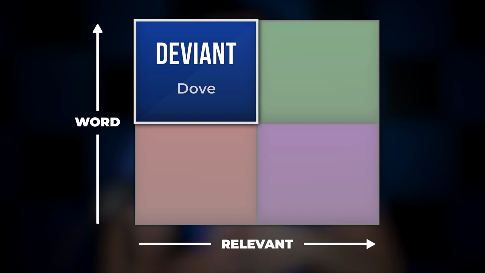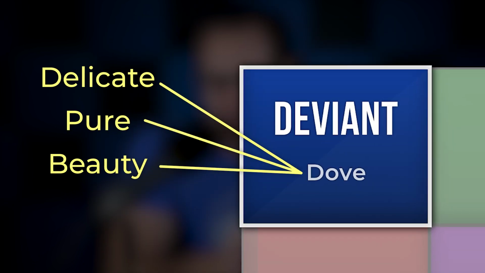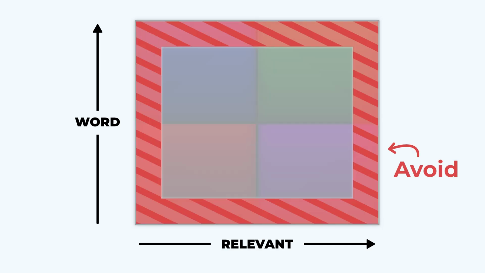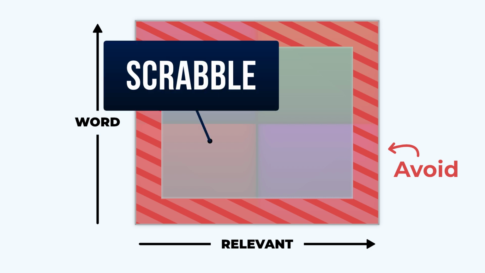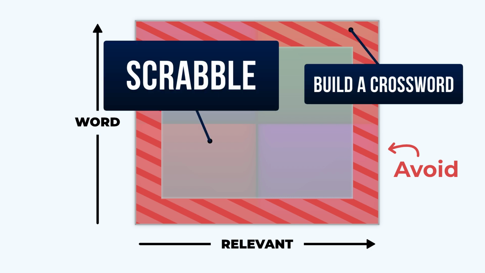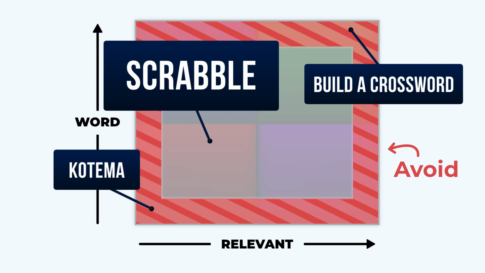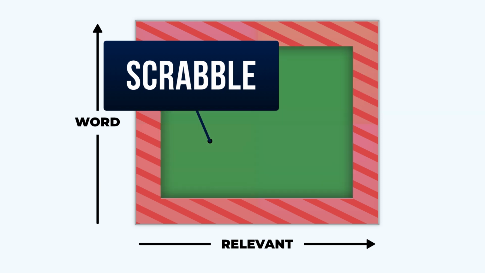A name like Dove, in just 4 simple letters, can communicate a burst of semantic traits because of the pre-existing meaning. But whichever name you choose, avoid the extreme ends of the matrix or scatter plot. Consider the board game Scrabble. A highly relevant name, like Build a Crossword, is boring, while a highly irrelevant name, like Kotima, is confusing. Research shows that brand names are most persuasive when they fall in the middle of this spectrum.